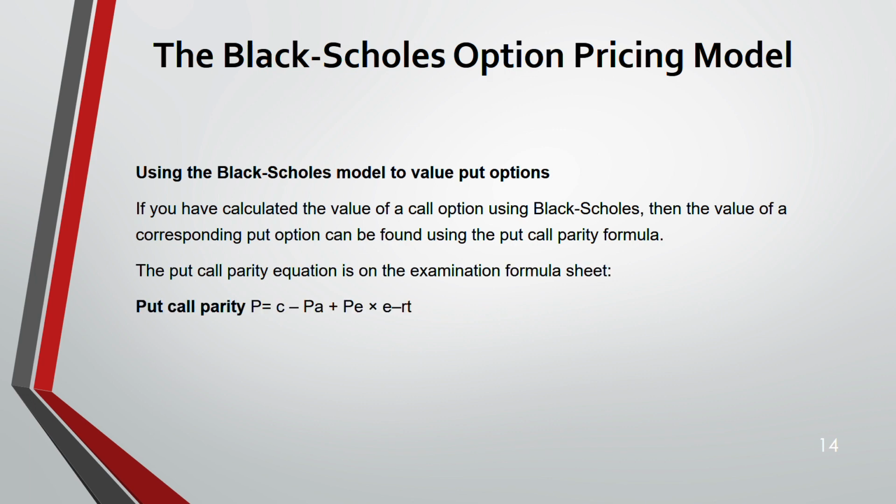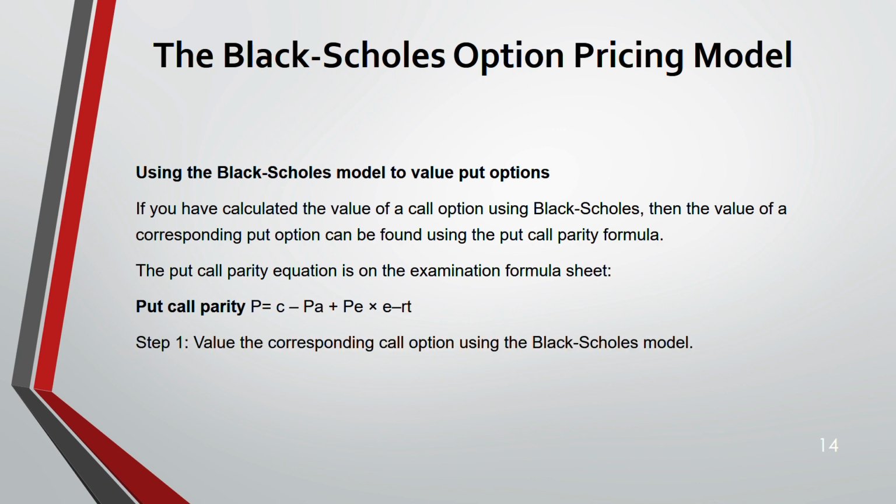Okay, this is the formula. It's there in your formula sheet. C minus Pa plus Pe into e to the power minus rT. Small c is the value of your call option. Already you must have found it out. Minus Pa, that is the price of the underlying asset, plus exercise price into e to the power minus rT. E to the power minus rT means you are finding the present value of the exercise price, right? You are discounting it. That is e to the power minus rT, not e minus rT.